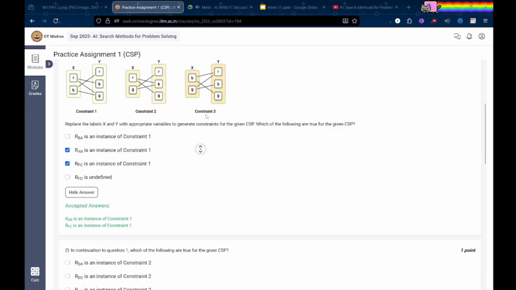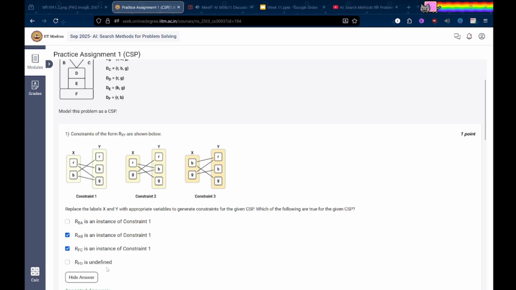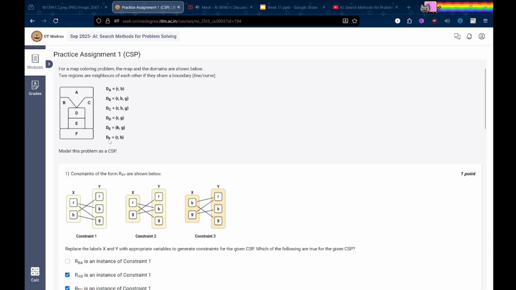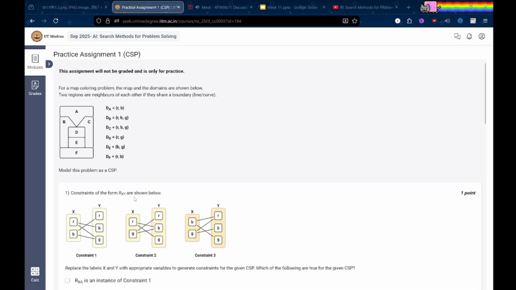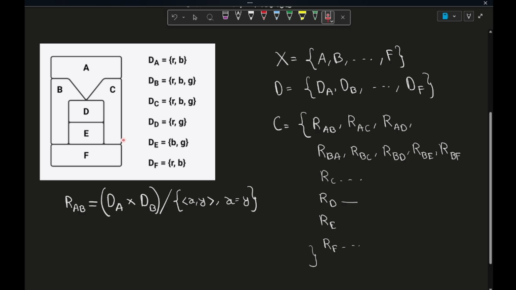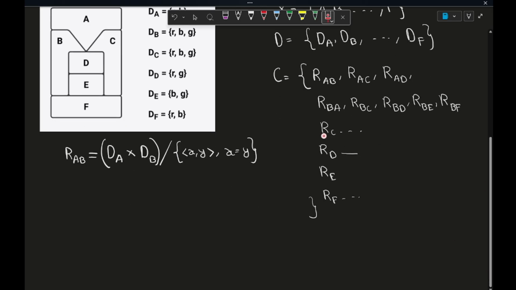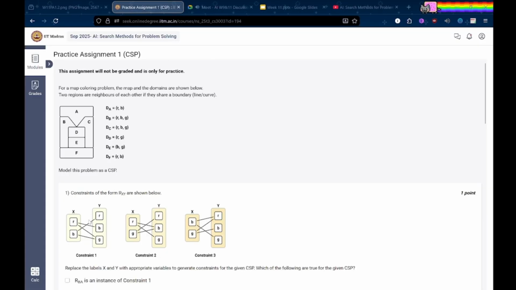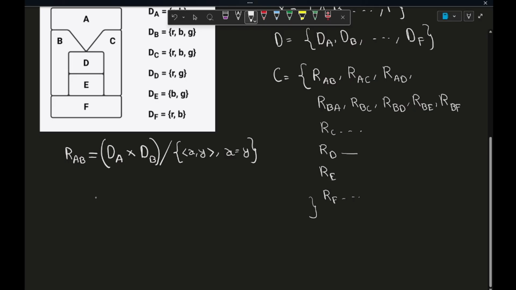Why not FD? FD is undefined, but FD can't be undefined because firstly RFD, so we can see that F is RB and D is RG, right? So B and G is still a relation possible between them. Let me try and draw that. So this is not something to do with constraint 1 itself, okay? So F and B, where should I draw this?